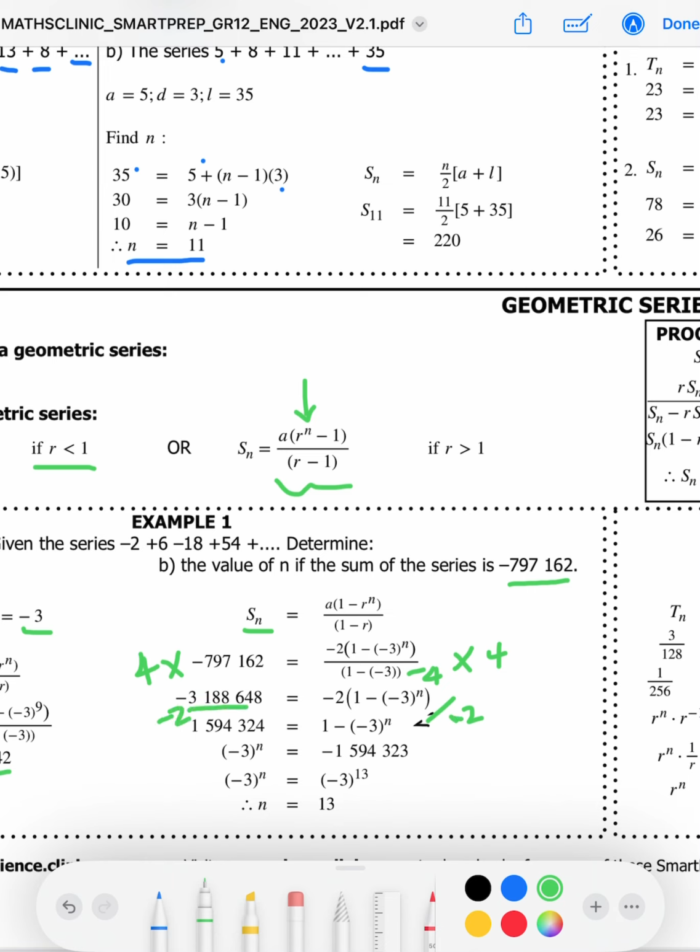And then you can take the minus 3 with the exponent to the other side, and it will be positive. You leave the 1 here, and then you take the million to the other side. So this side will have 1 minus that million, because when the million goes to the other side, it must change sign. And then this one goes to the other side, it changes sign. And then this minus 1,594,323 is the same as minus 3 to the power 13.